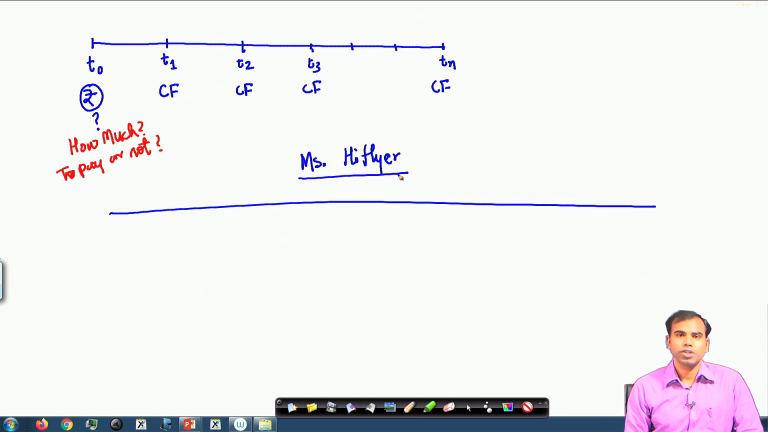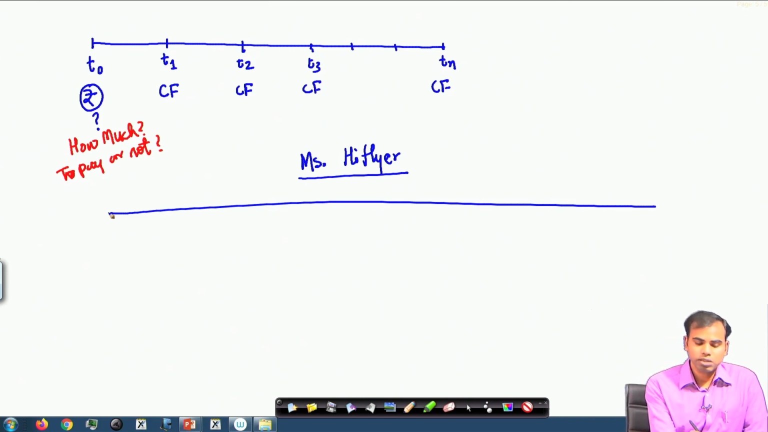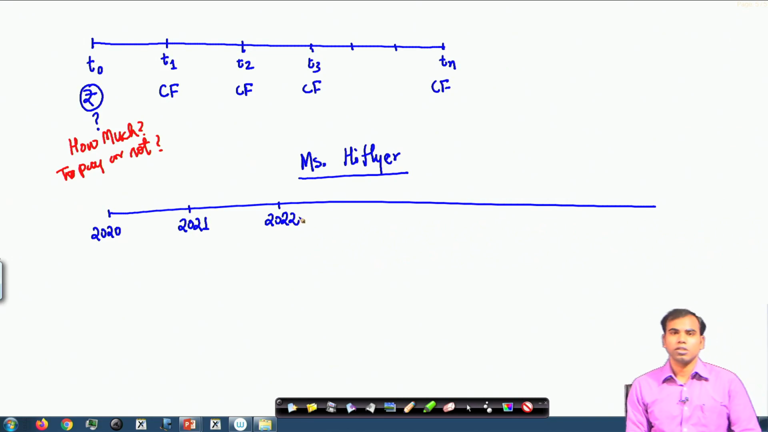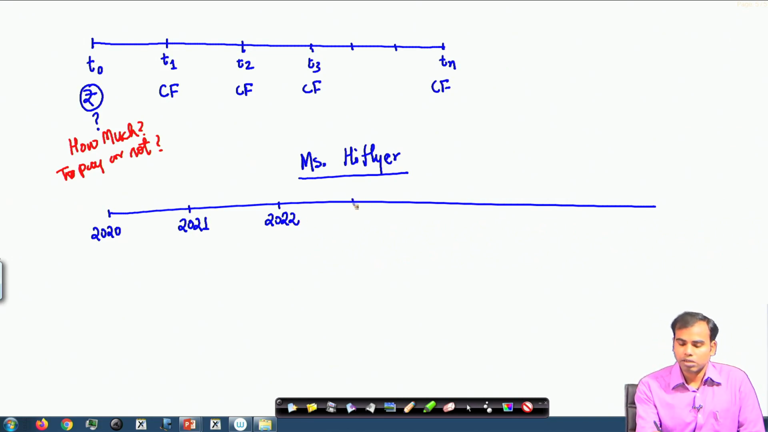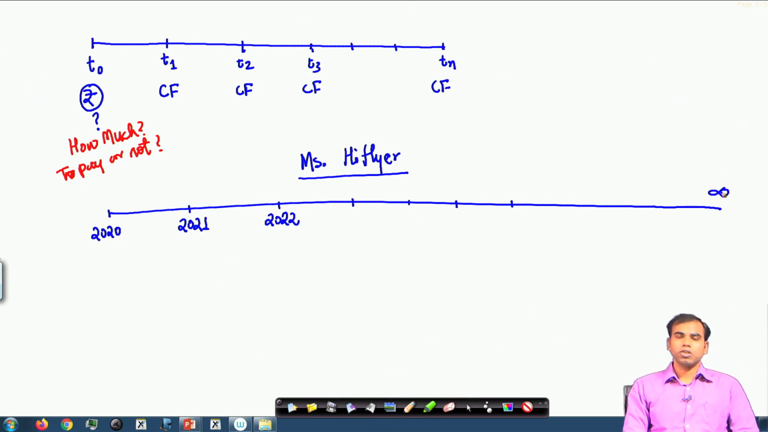Miss High Flyer is a very ambitious lady, and she is entering the job market on 1st January 2020, and she is expecting that she is going to earn some money from that year onward. And since she is very ambitious, she believes that she will continue to live for eternity, or she will continue to live very long, which is a very long time in future.